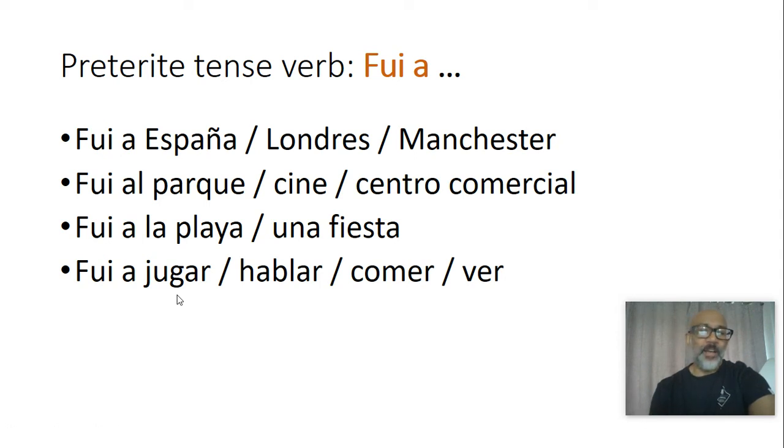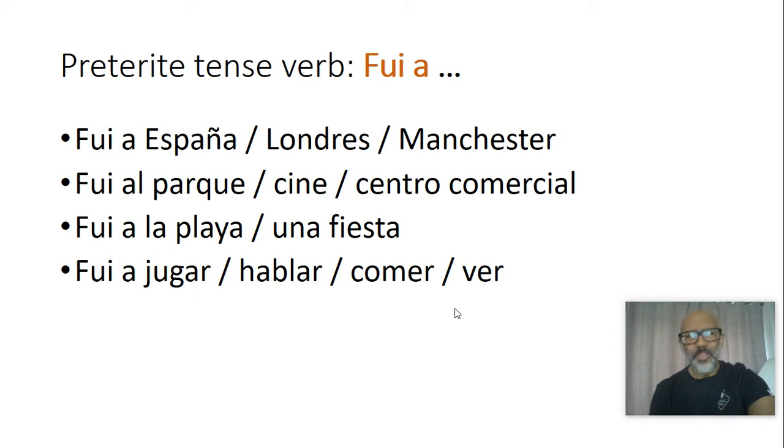You might want to say I went to speak with my friends. Fui a hablar con mis amigos. I went to eat in a restaurant. Fui a comer en un restaurante. You might not be able to remember if you wanted to say I watched TV. You might not remember that I watched was vi. So therefore, if you can remember to watch is ver, you could say I went to watch TV. Fui a ver la tele. I went to watch a film. Fui a ver una película.